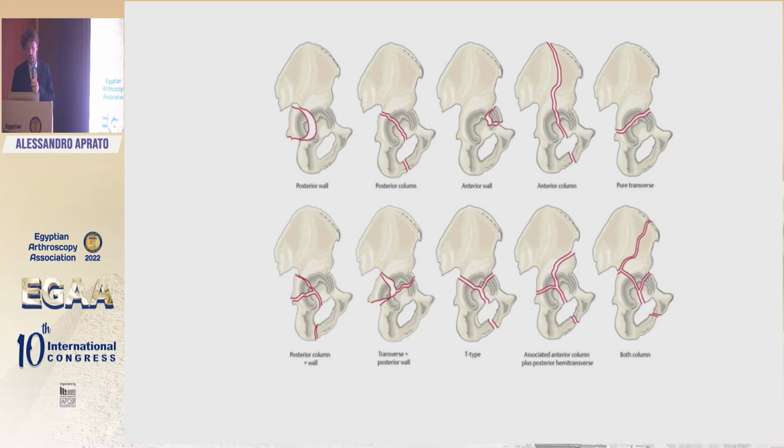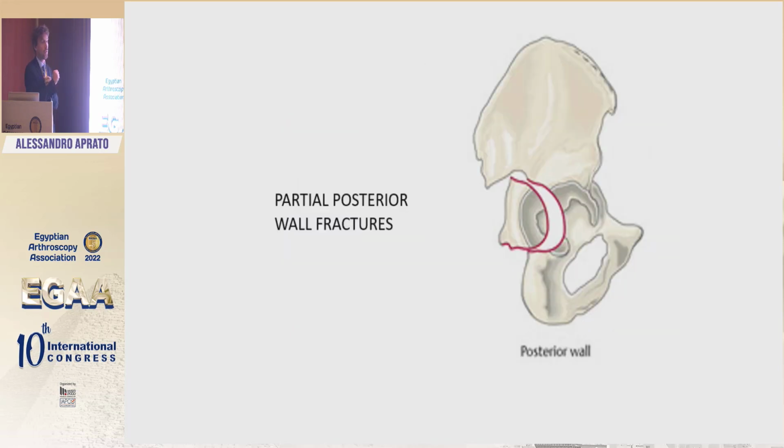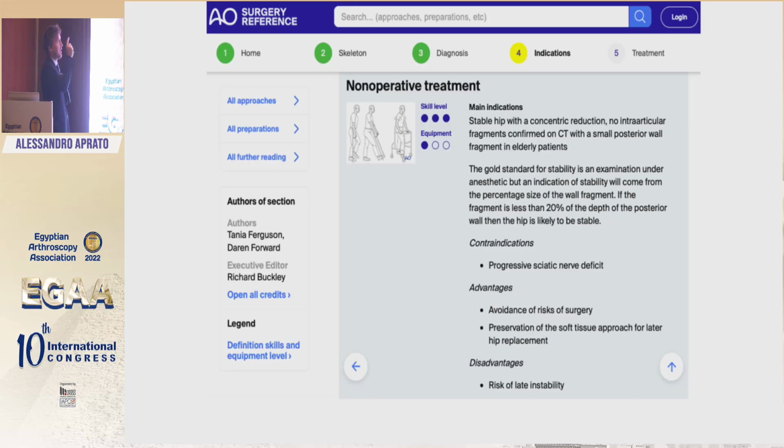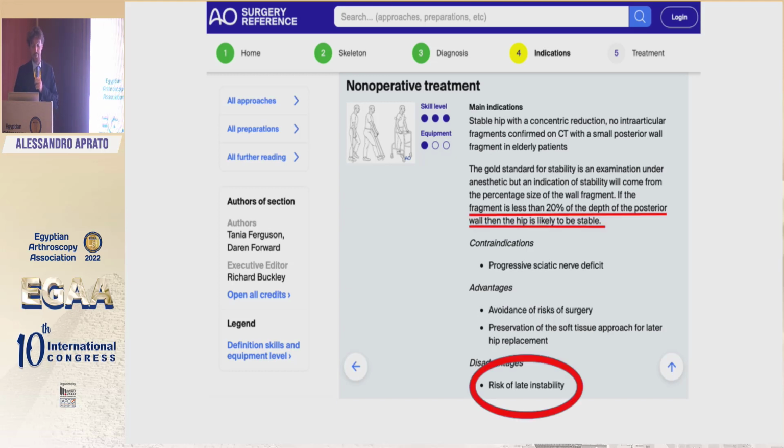Yes, I think so. We can't do that on both column fractures, but we can do it on posterior wall fractures. Some posterior wall fractures, I'm not saying that all posterior wall fractures are going to be treated arthroscopically, but some of them, the partial posterior wall fractures, could be treated. If we look at AO, the AO says that if the posterior wall is less than 20%, you can leave it alone, but you have the risk of late instability.